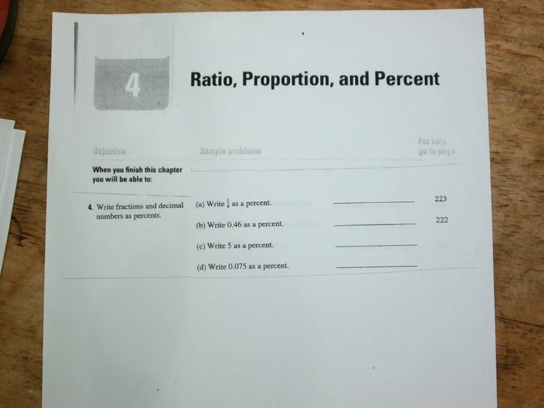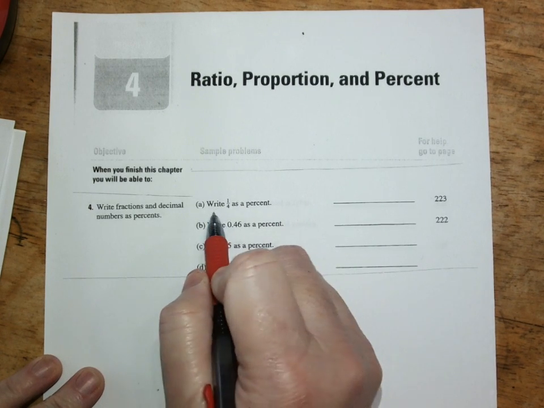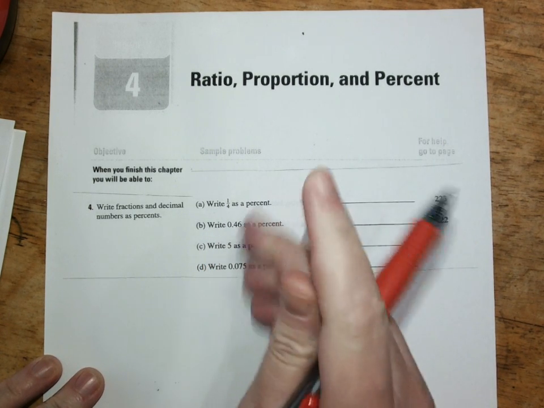Okay, so we talked about ratio and we've talked about proportion. Now we need to talk about percent. So objective 4 in chapter 4 is to write fractions and decimal numbers as percentages or percents. So 4a asks us to write 1/4 as a percent.